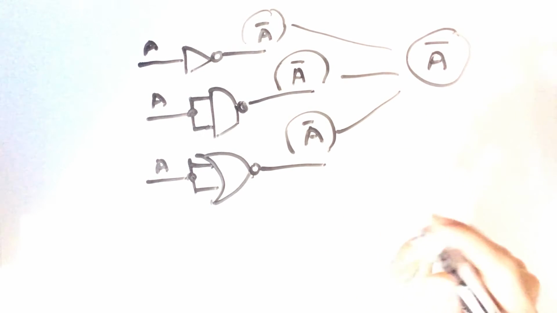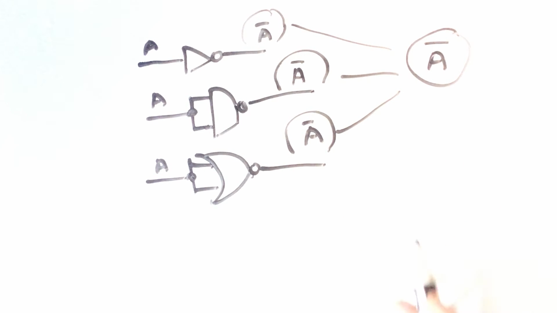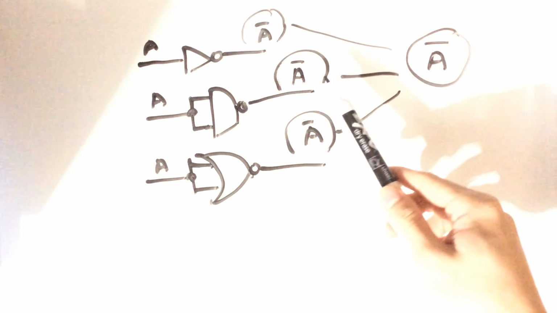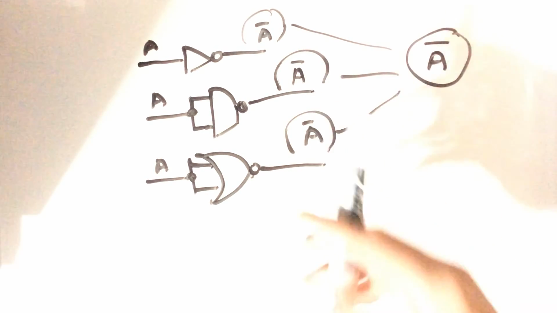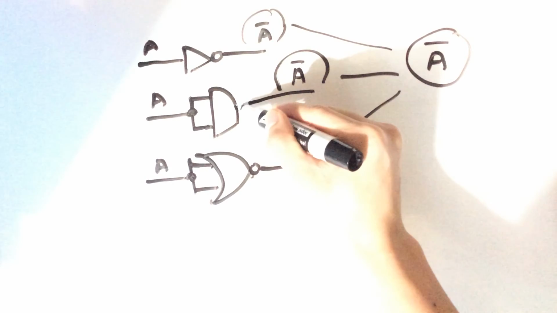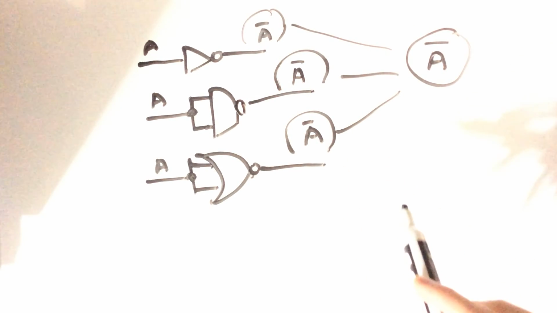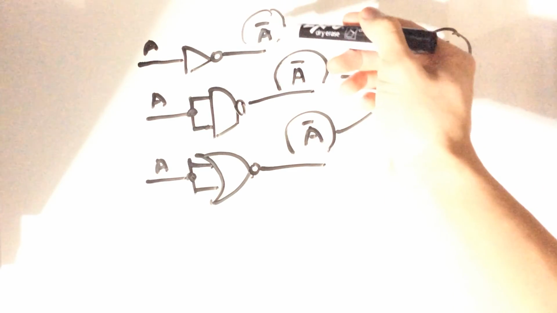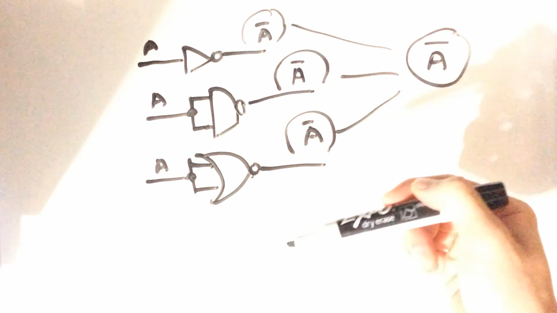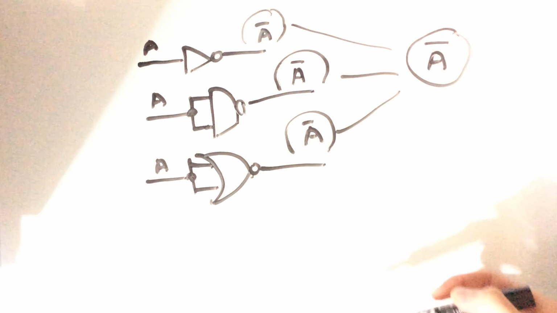I think this is pretty straightforward, and this is one of the ways we establish circuit equivalence. So basically all you need to know is, if the output is the same across different circuits, you could say that they are equivalent.